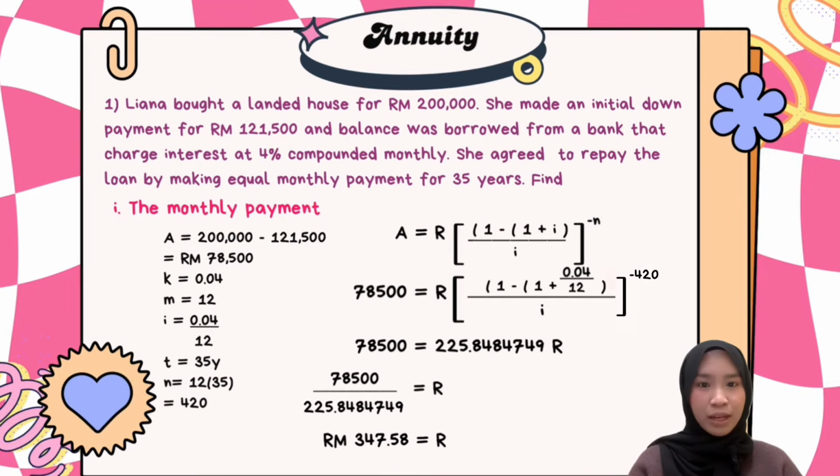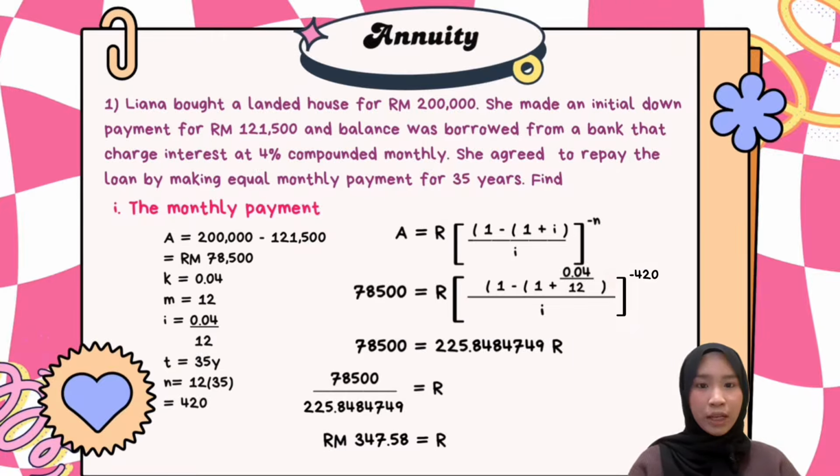Next, I'm going to show you guys the first problem statement in Annuity. Liana bought a landed house for 200,000 ringgit. She made an initial down payment of 121,500 ringgit and the balance was borrowed from a bank that charged interest at 4% compounded monthly. She agreed to repay the loan by making equal monthly payment for 35 years. Find the monthly payment.